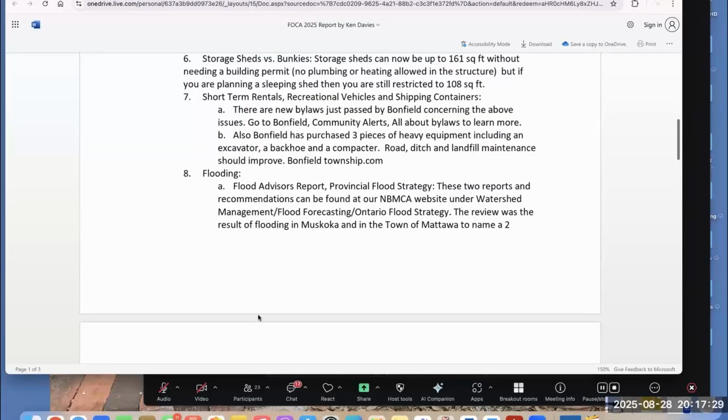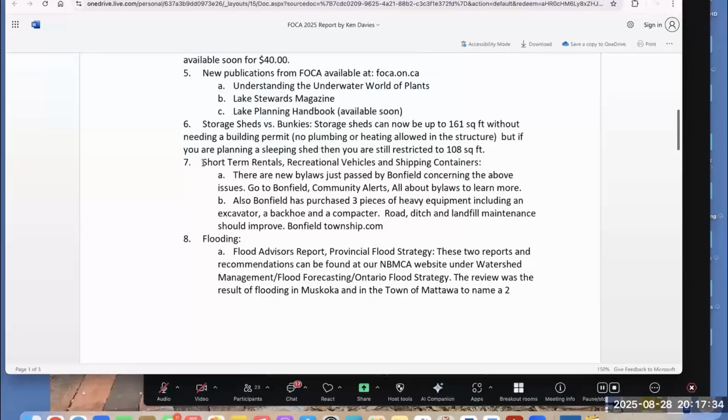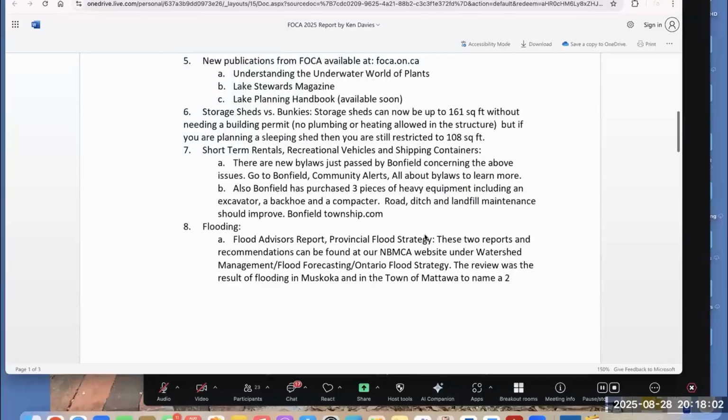By the way, anybody who's considering a short-term rental, you need to get onto the Bonfield website, because the bylaws consist of 25 pages in length, and they are quite detailed as to what you can do and what you have to apply for in order to rent. And there are fines, of course. You have to have inspections done. You have to buy a license. You have to have insurance. And you have to provide parking. And you have to abide by noise bylaws, et cetera, et cetera.